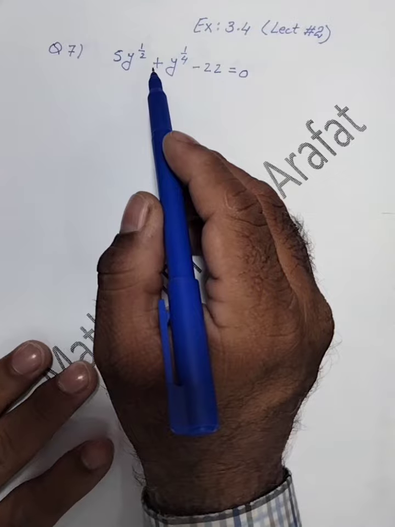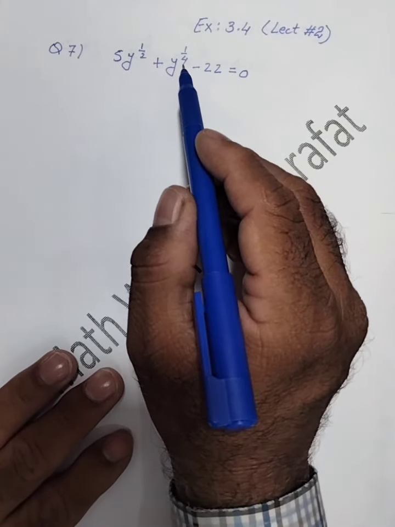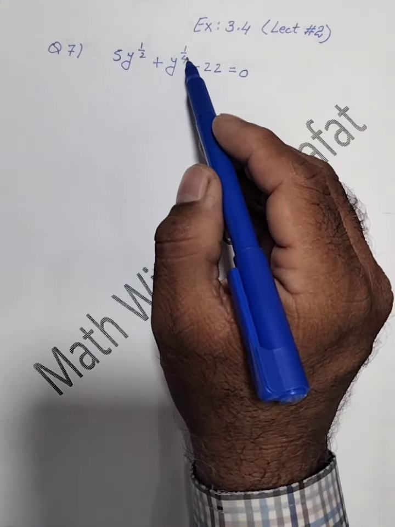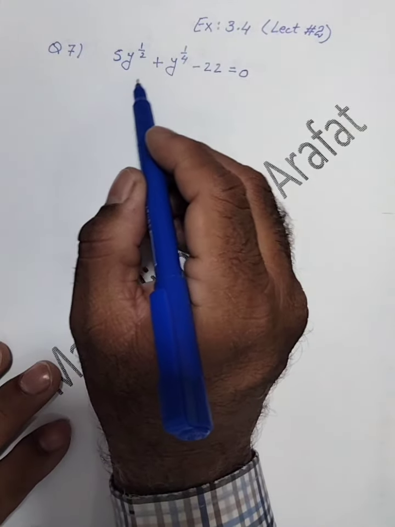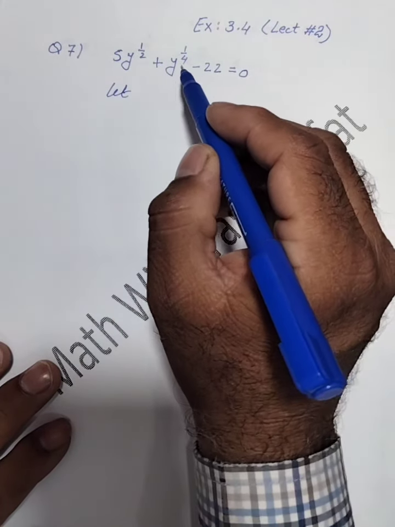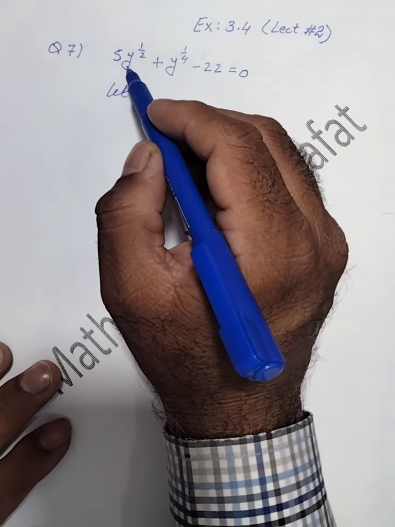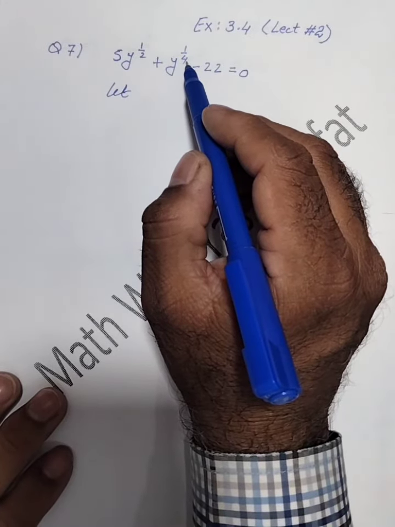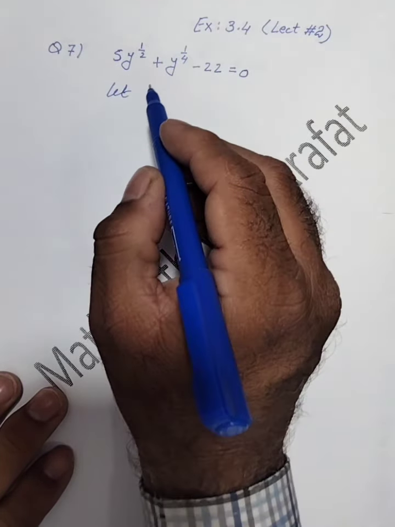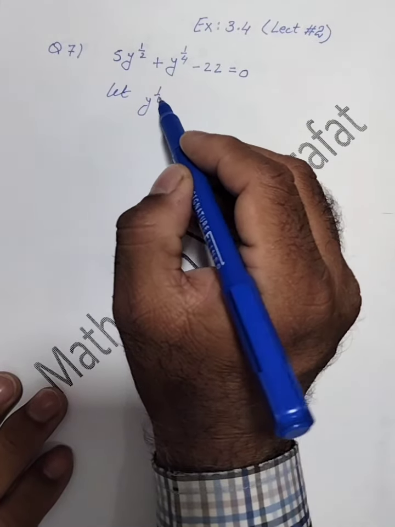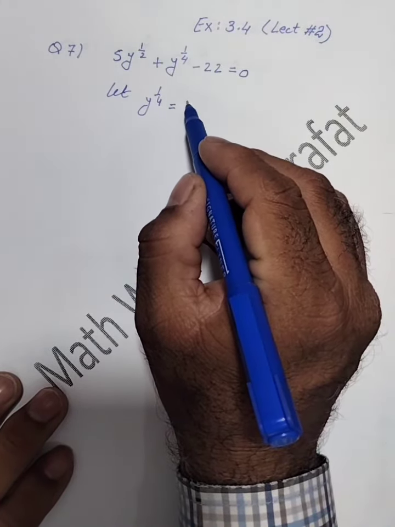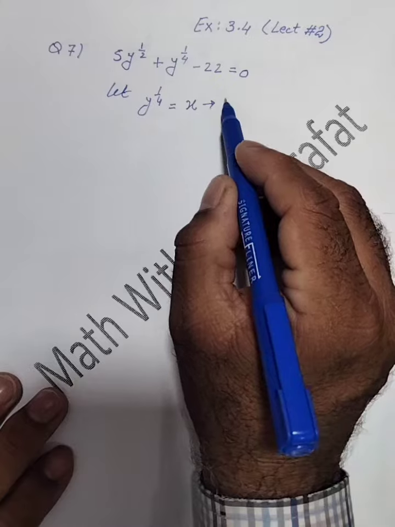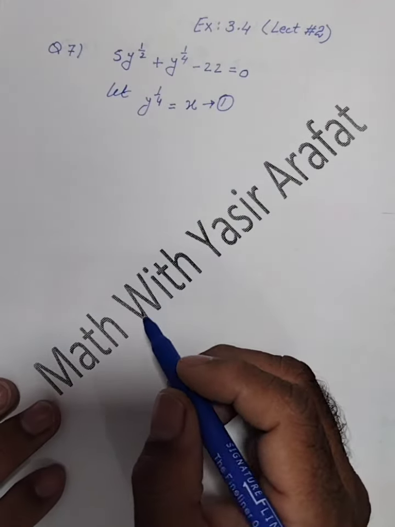So what is the second case in this exercise? If the powers are in fraction, then we have to take out the smaller power variable. We have to suppose that one. This is y power 1 upon 4, and this is y power 1 upon 2. The second case is when the power is in fraction, so we suppose the variable having the smaller power. We suppose that y power 1 upon 4 equals x, and this is equation number 1.